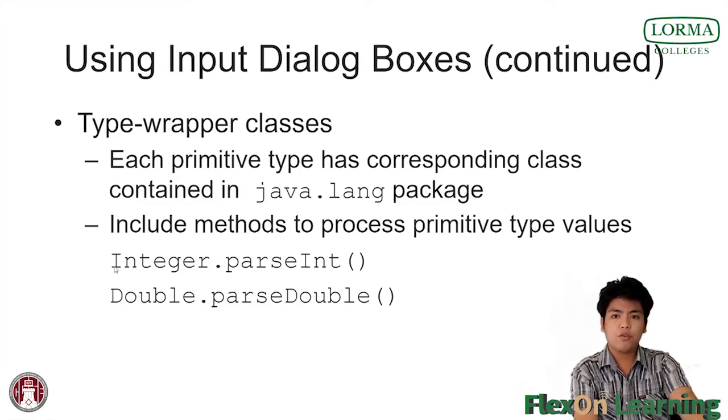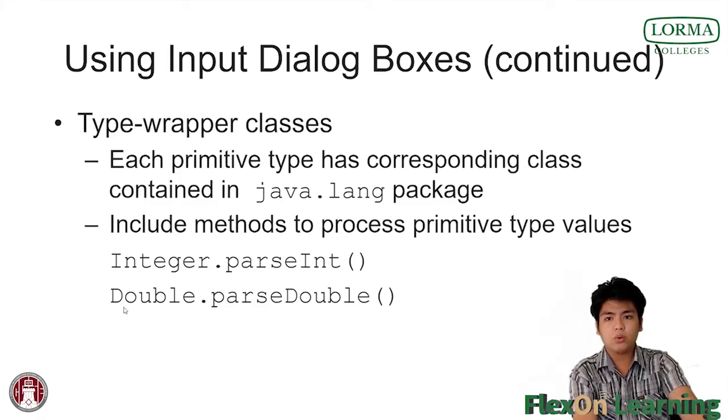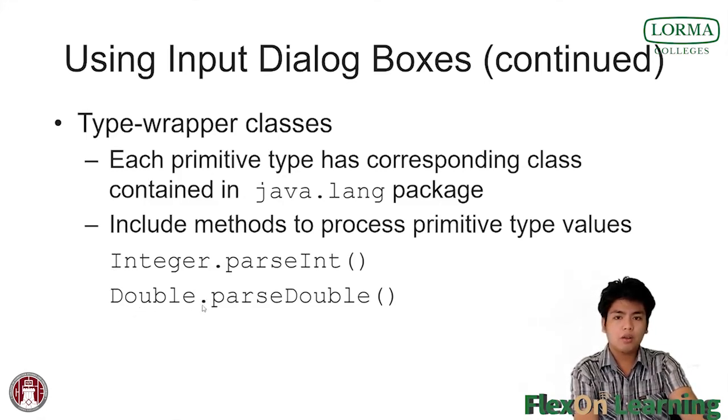So if you want to convert a string to an integer, you can use Integer.parseInt. And if you want to convert to a double, use Double.parseDouble. So let's try now to include these type wrapper classes in our program.